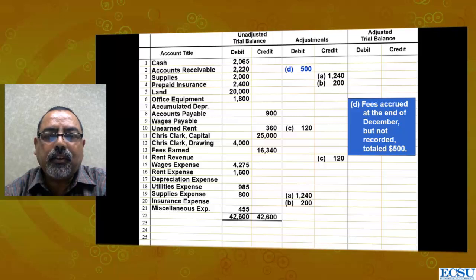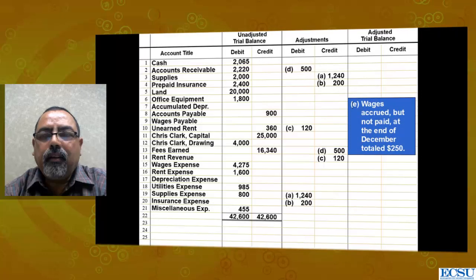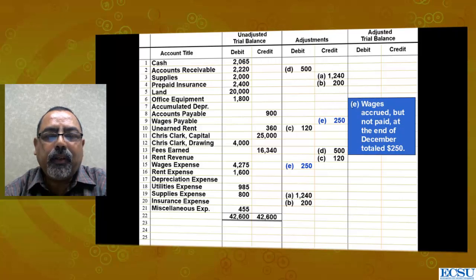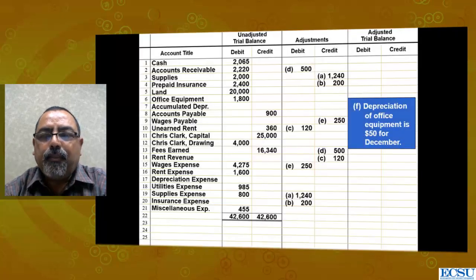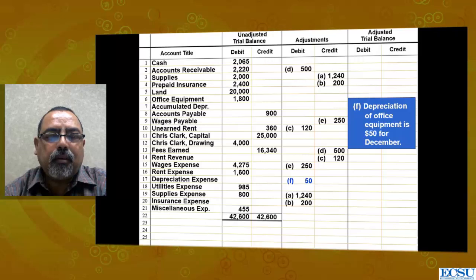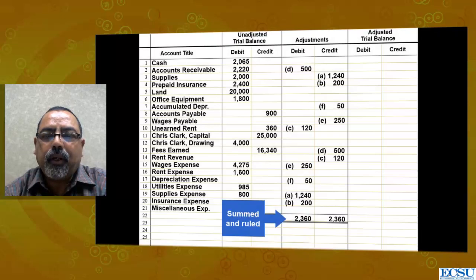So since I have not received the money, accounts receivable is debit, fees earned is credit. And then wages accrued but not paid at the end of December total 250. So I'll have to debit the wages expense, and then I'll be crediting the wages payable account. Depreciation of office equipment is 50, so I'll debit depreciation expense and then credit the accumulated depreciation. So that's how I would do that.